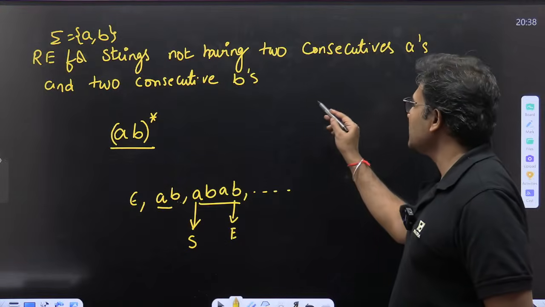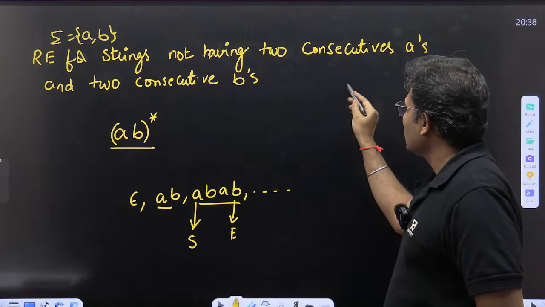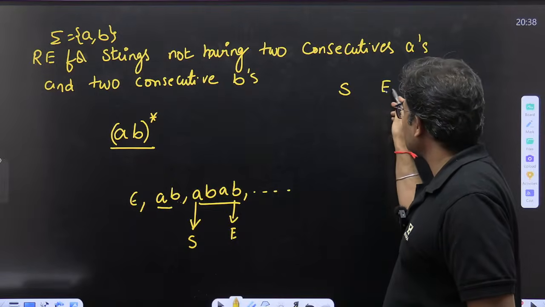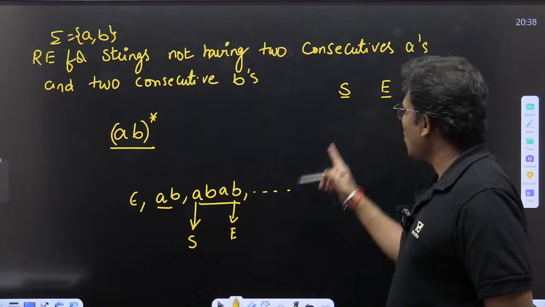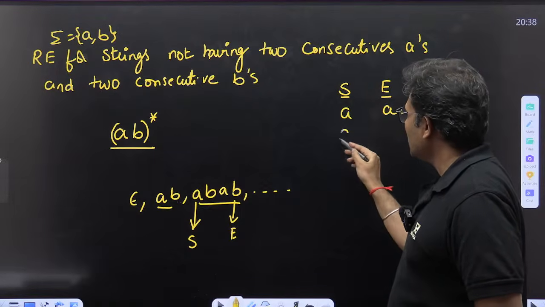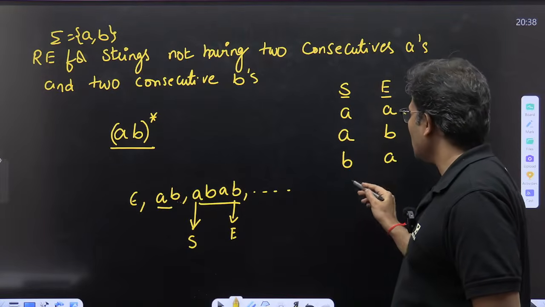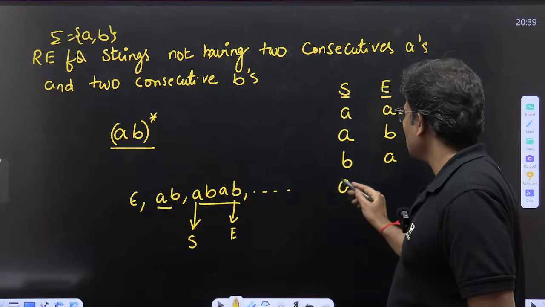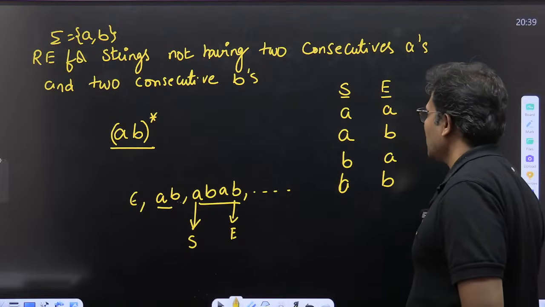See, if you take any string, leave out epsilon, what is its starting and ending? It can start with A and end with A. It can start with A and end with B. It can start with B and end with A. Or it can start with B and end with B. Right?